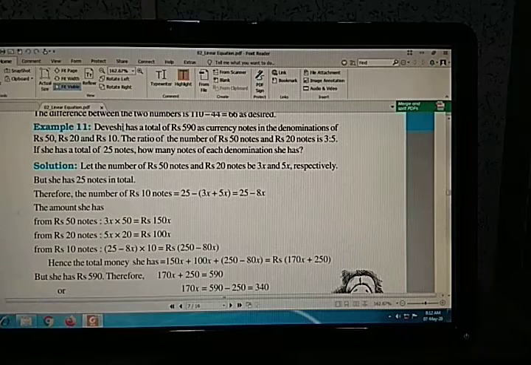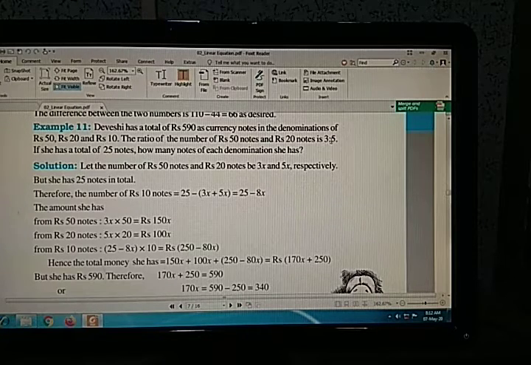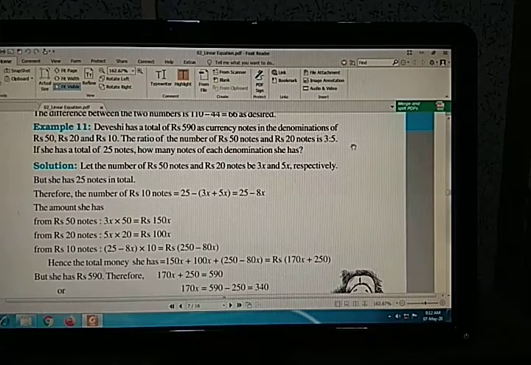Now Devishi has a total of rupees 590 as currency notes in the denomination of rupees 50, rupees 20 and rupees 10. The ratio of the number of rupees 50 notes and rupees 20 notes is 3:5. If she had a total of 25 notes, how many notes of each denomination does she have? One ratio is given already, but she has notes of three different values, 50, 20 and 10. 50 and 20 are given. We don't know about 10.